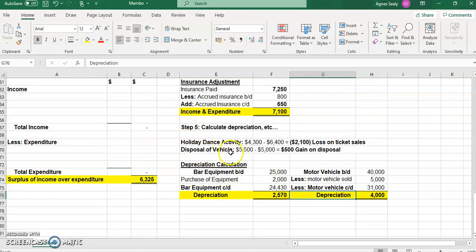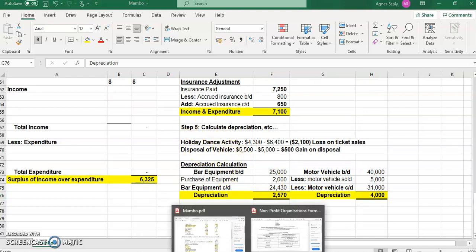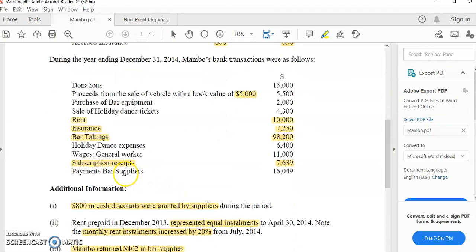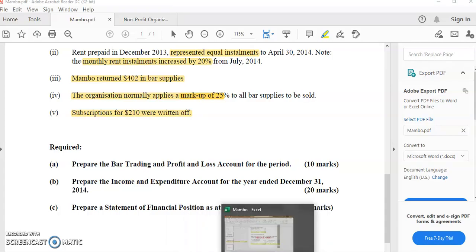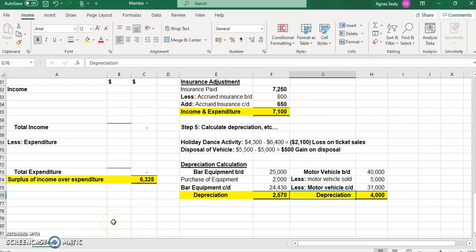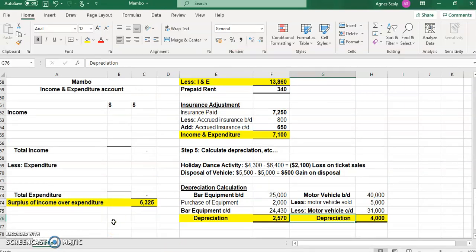So now we are at step 5. So we are now at our final step, step 6, where we can now do what they required us to do. So you see, we had to go through so many calculations before we can get here to do our bar trading and profit and loss account that they asked us for, our income and expenditure account that they required, and our statement of financial position. So what I would have done was that I did all of my working first, so then I can just simply go on and do my account.